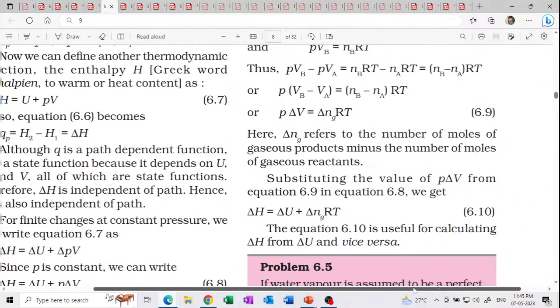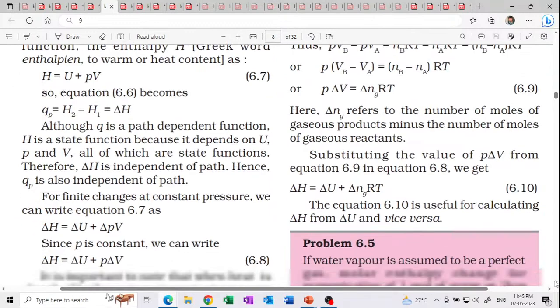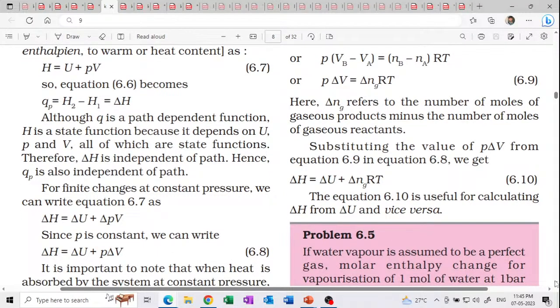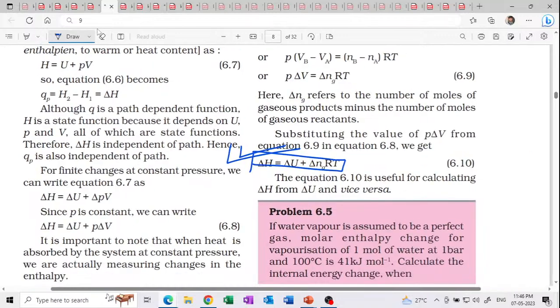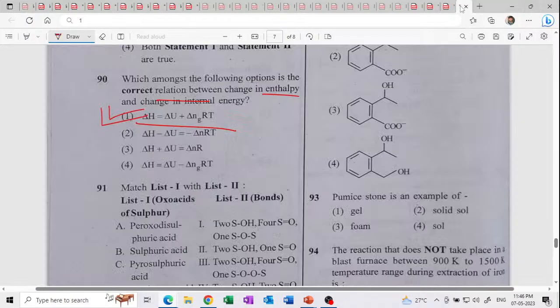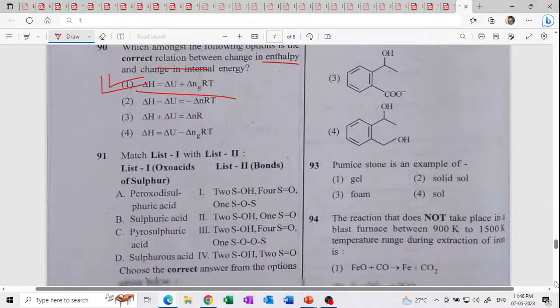Get it? Delta H is equal to delta U plus delta n g RT. So this is straight from the chemical thermodynamics. Get it? Next question.